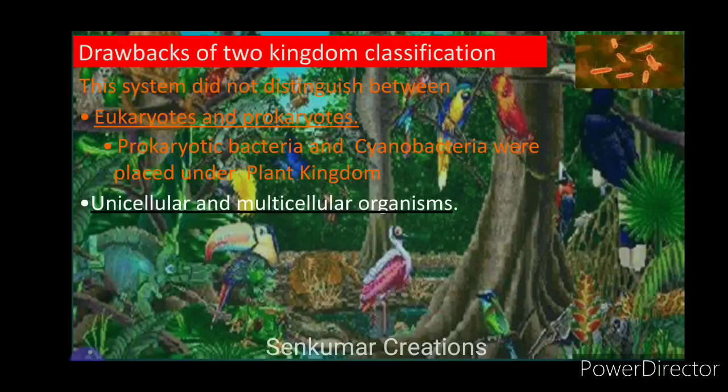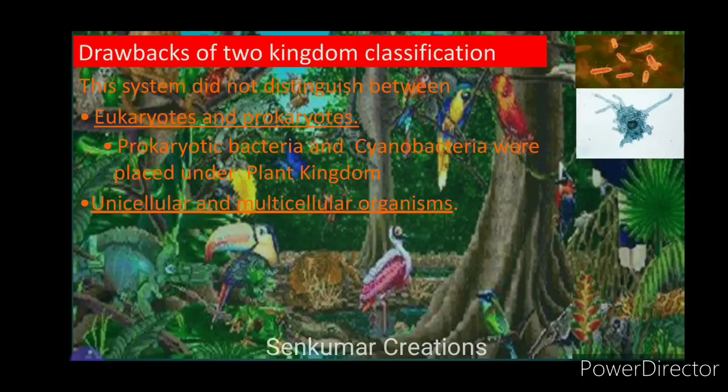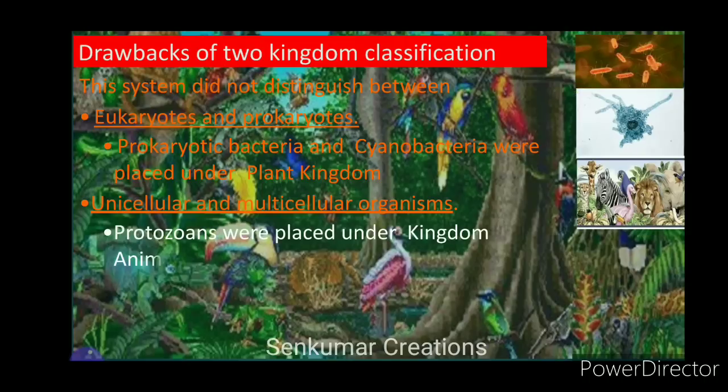And unicellular and multicellular organisms are not specified clearly here. Everything is kept in one kingdom, unicellular organisms and multicellular organisms. Protozoans were placed under kingdom Animalia. We have to study about protozoans. Protozoans are actually not Animalia, they belong to the separate kingdom Protista, and yet they were kept under kingdom Animalia. That is also one of the drawbacks of this two kingdom classification.